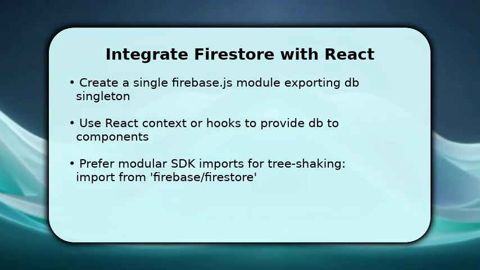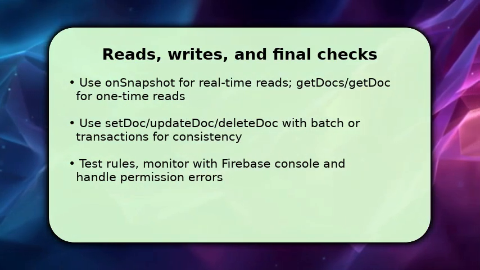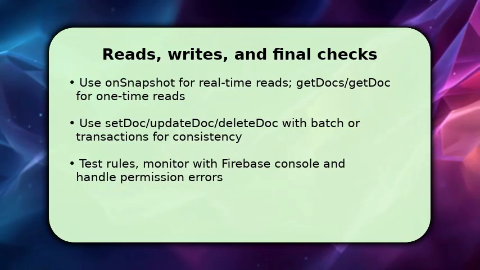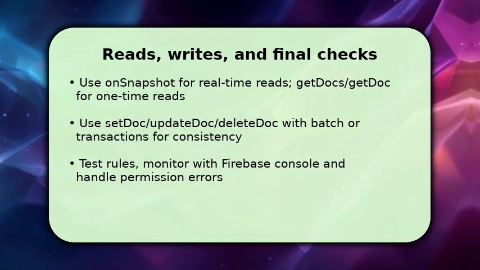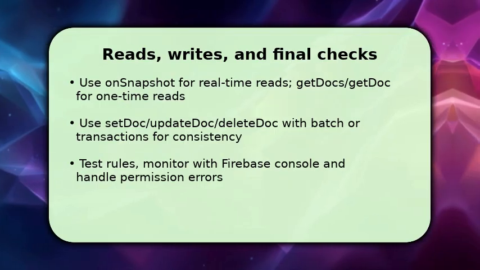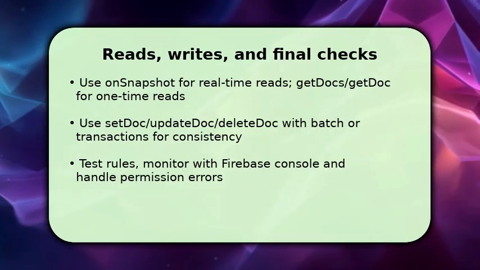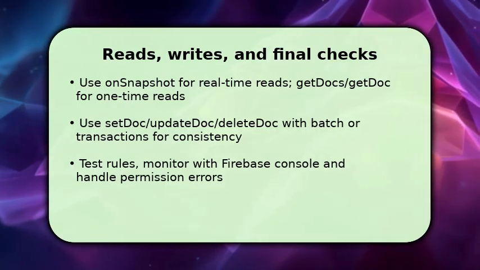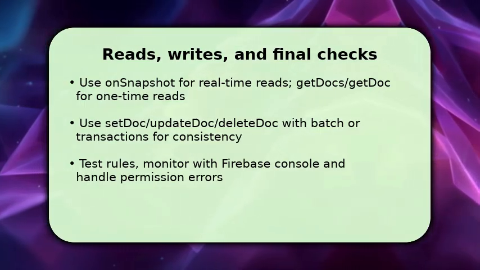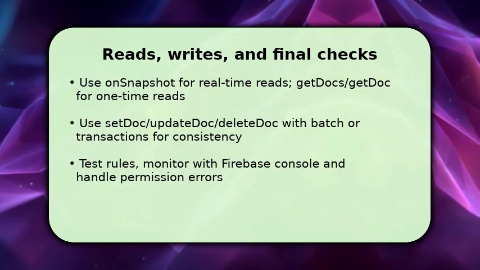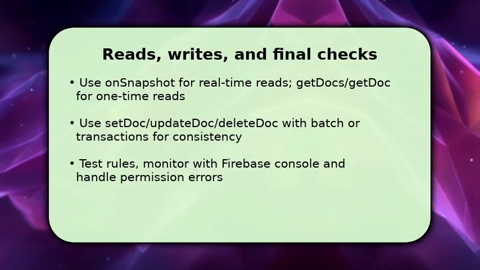Finish by implementing reads and writes. Use onSnapshot for real-time UI updates and getDoc/getDocs for one-time fetches. This matches performance needs. For writes, prefer setDoc or updateDoc, and use writeBatch or runTransaction when multiple documents require atomicity. Once implemented, test Firestore security rules and simulate permission errors so you can surface friendly messages. If something breaks, check console logs, confirm the Firebase config and rules, and verify your SDK versions match the modular API. You'll usually find the issue there.